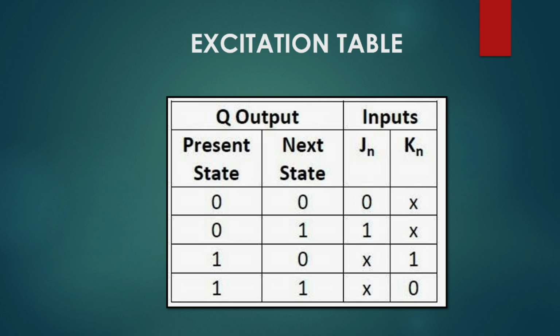On the other hand, if the present state is 1 and the next state is 0, the J input would be X, meanwhile K being 1. Lastly, if both the present state and next state are 1, the inputs J and K should be X and 0.